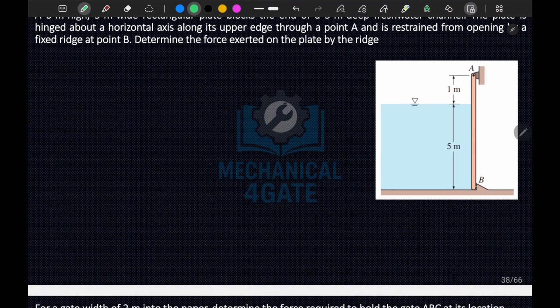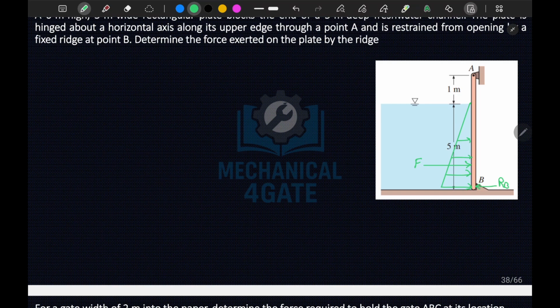Okay, so this ridge will apply a certain force. Due to the pressure distribution here, the pressure at the top will be 0, and at the bottom the pressure will be rho gh, okay. Due to this there will be a net effective hydrostatic force F acting on the plate, and this ridge will produce a reaction force, let's say RB, such that the plate remains stationary at this point only, okay.